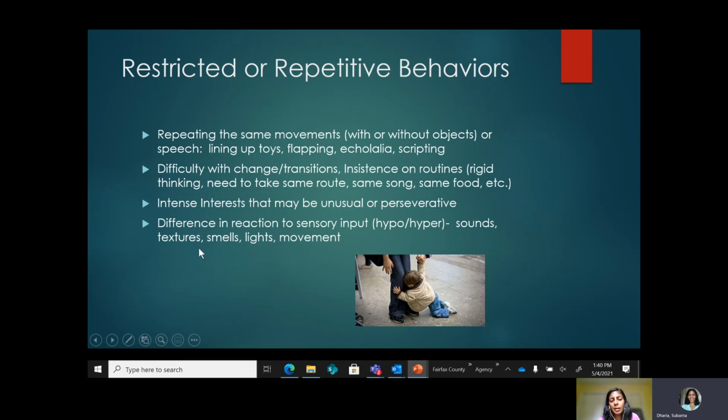And finally, a difference in their sensory system. So whether it's a hypersensitivity, so maybe they can't handle a certain type of texture and they're very hypersensitive to that, or certain smells, or maybe even a hyposensitivity. So, they can hear very, very soft sounds and maybe it's bothersome to them, or oftentimes we see children who are hyposensitive to movement. They need that movement that really kind of drives their sensory system and helps them to regulate. But lights and visual things are often things that they gravitate toward.